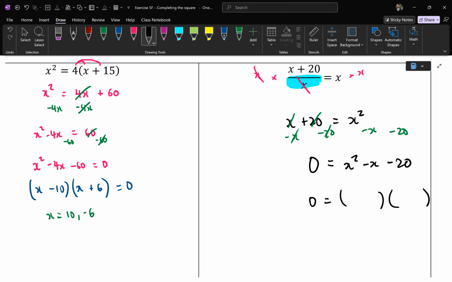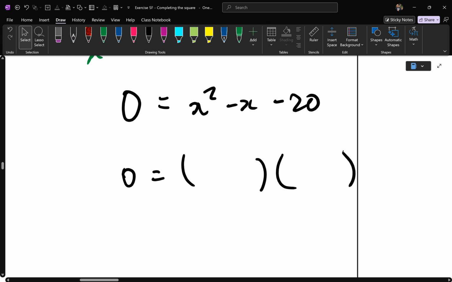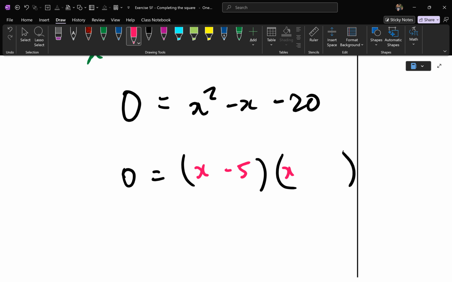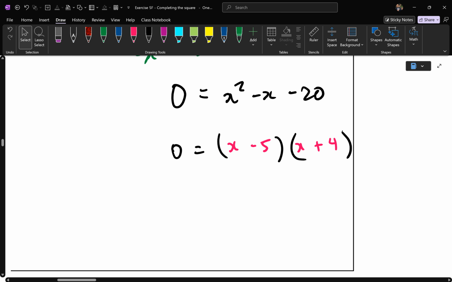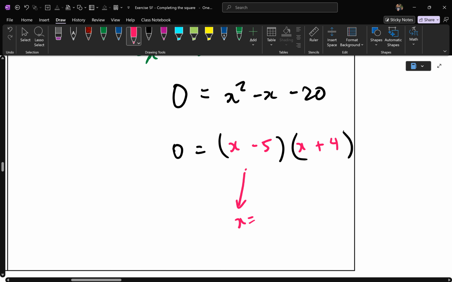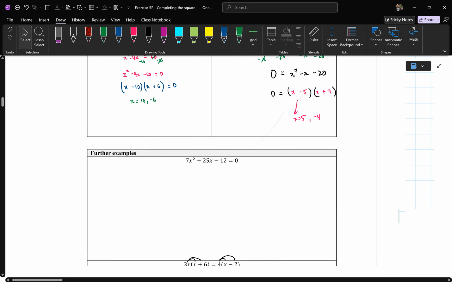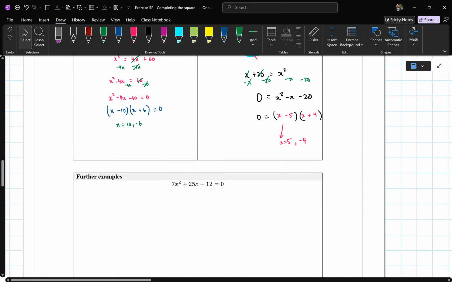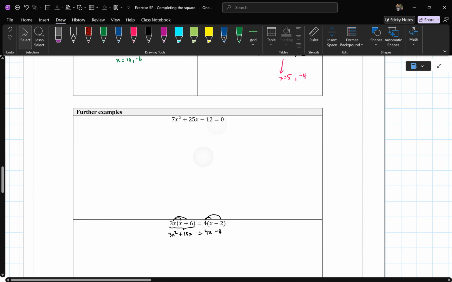Now, monics is much easier. Who would like to have a go? Let's go with Angelica. What is factorizing x squared minus x minus 20? What does that give me? X equals 5 or X equals... X minus 5. Yes, that is correct. X is minus 5 plus 4. That is correct. And therefore, x is equal to 5 like you said before, and negative 4 like you said before. Beautiful.